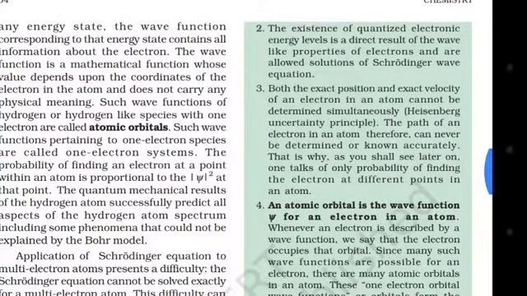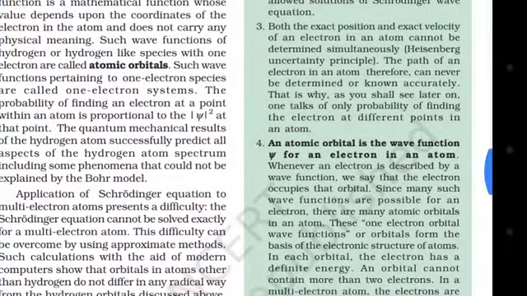Third, both the exact position and exact velocity of an electron in an atom cannot be determined simultaneously. That is Heisenberg's principle. The path of an electron in an atom therefore can never be determined or known accurately. This is why, as you shall see later on, one talks of the probability of finding the electron at different points in an atom.